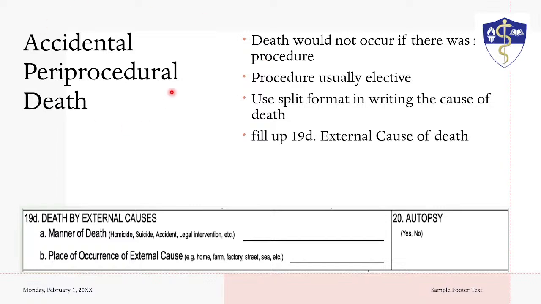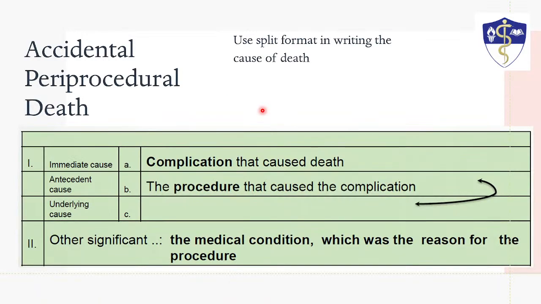That would not occur if there was no procedure. Okay, accidental peri-procedural deaths are those that are elective. So if an elective cholecystectomy was offered to you, and then you died, this is an accidental peri-procedural death. Use the split format. So what is the split format? You can place that by external causes here. So place external causes, emergency room or something. This is the split format.